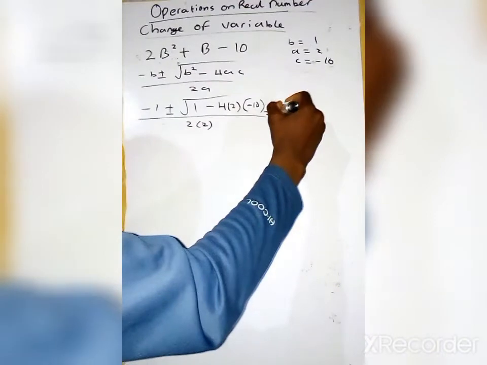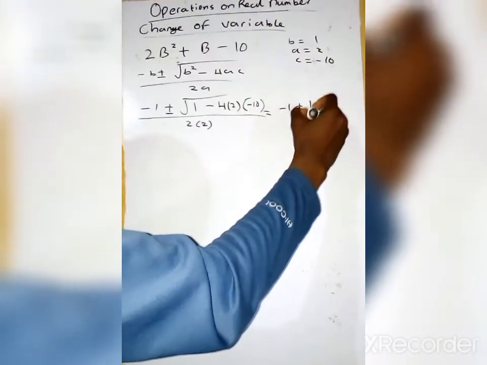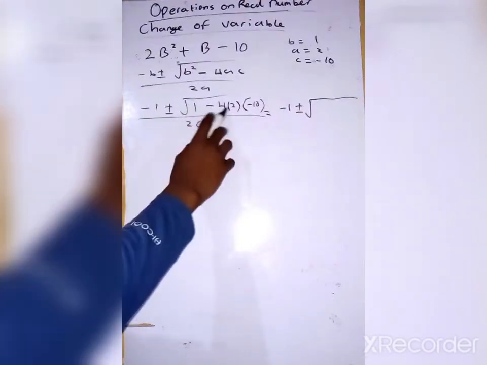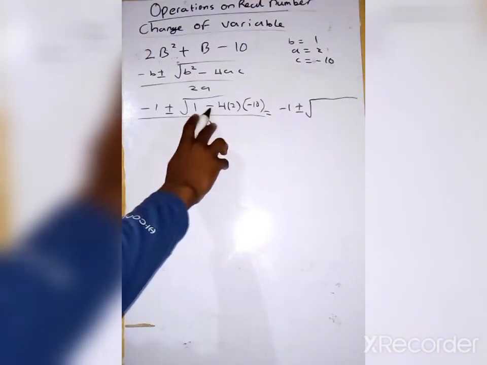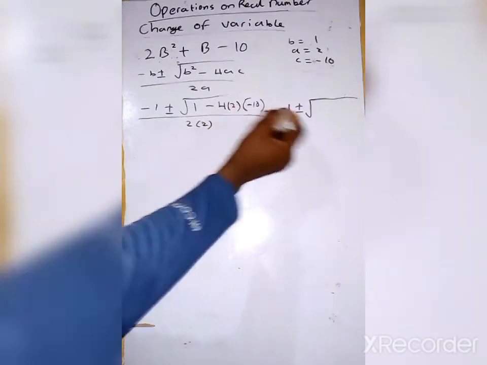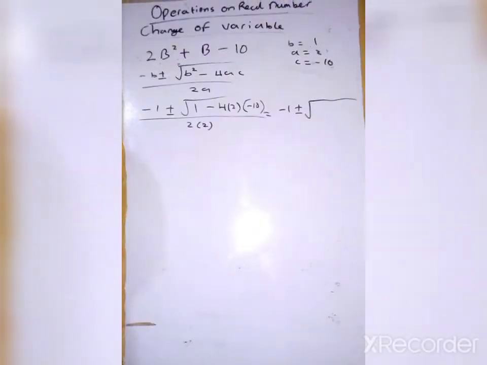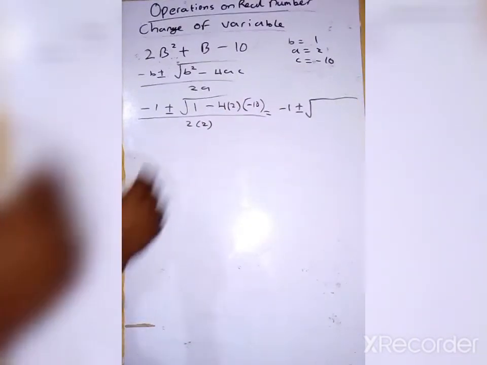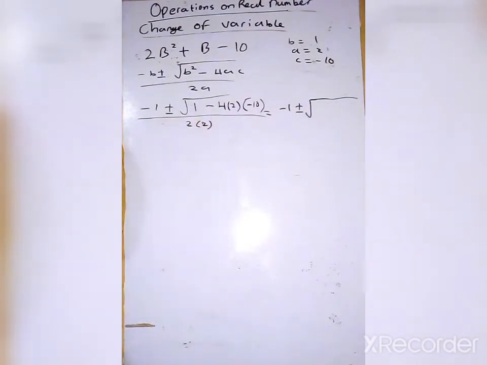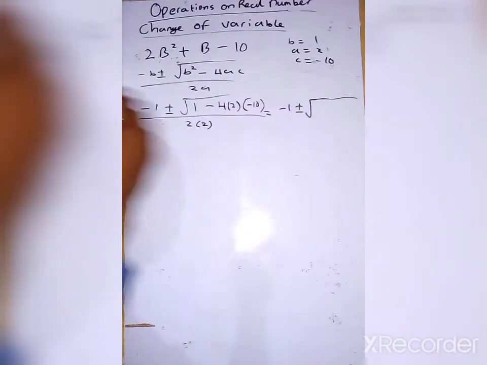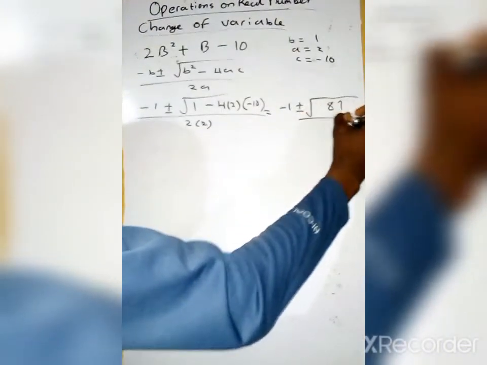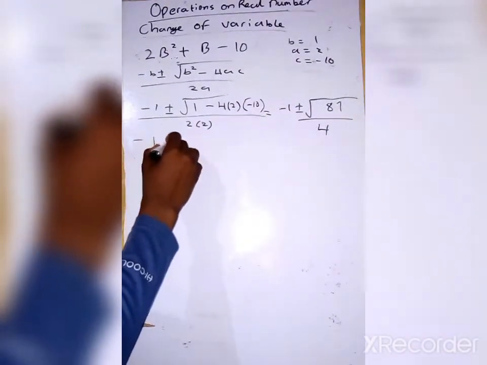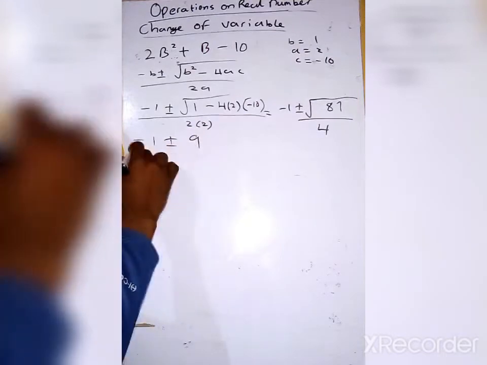So now we have something like minus 1 plus or minus the square root of what? We have 4 times 2, we have 8. We have minus 8 times minus 10, that's plus 80. Minus times minus is plus 80. So 1 plus 80, that's 81. The root of 81 over 4.